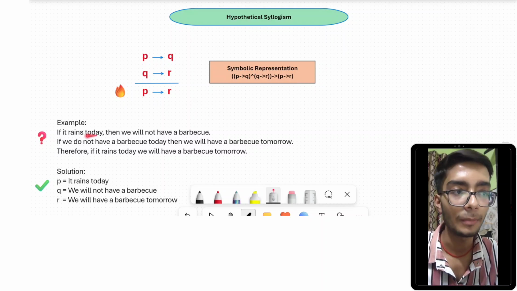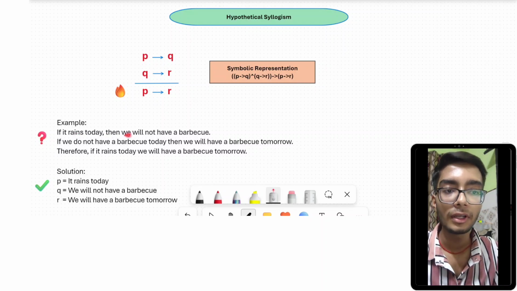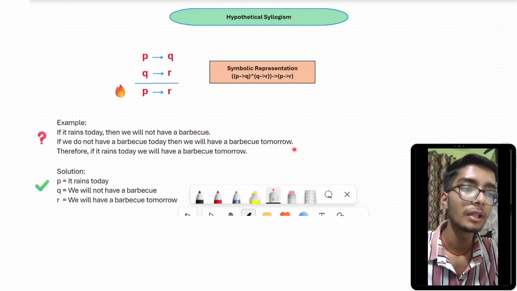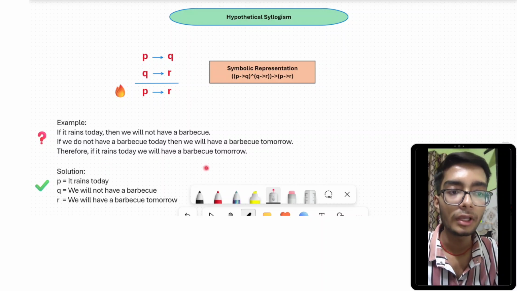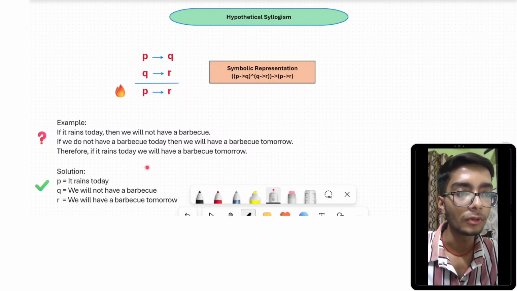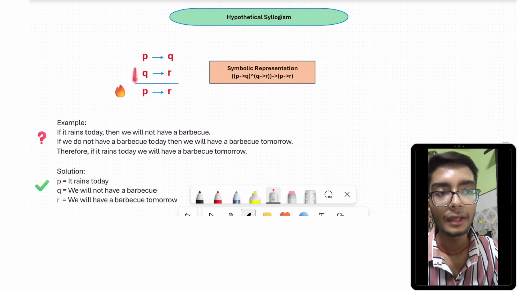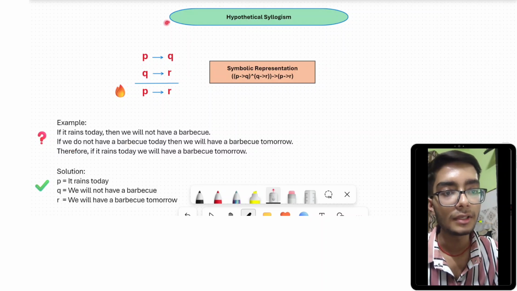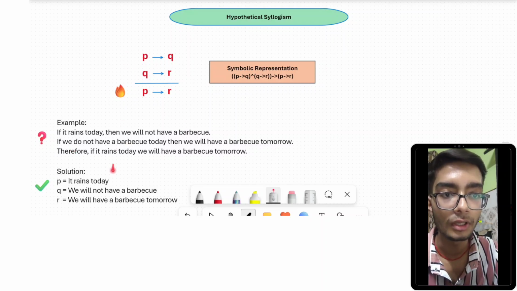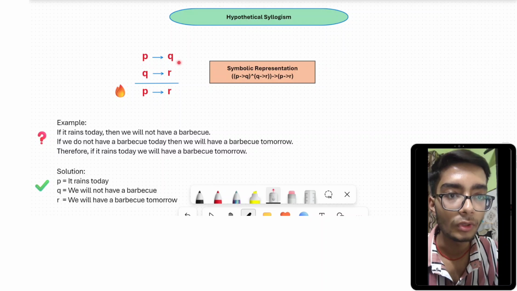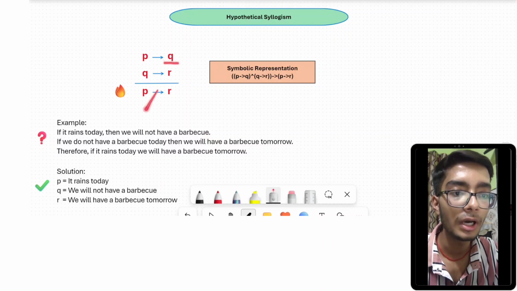Now we'll see an example of hypothetical syllogism. If it rains today, then we'll not have a barbecue. If we do not have a barbecue today, then we'll have a barbecue tomorrow. Therefore, if it rains today, we'll have a barbecue tomorrow. Can you compare it with the above one? P implies Q: if it rains today, we have taken as P. Q is taken as we will not have a barbecue. So P is if it rains today, and if and then is the implies sign. Then we will not have a barbecue is our Q.